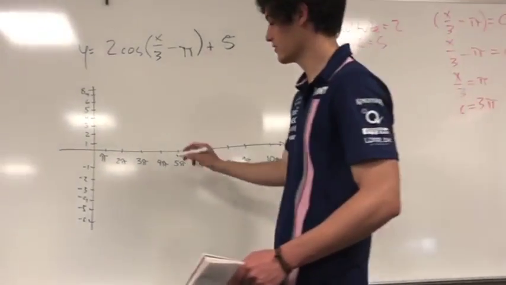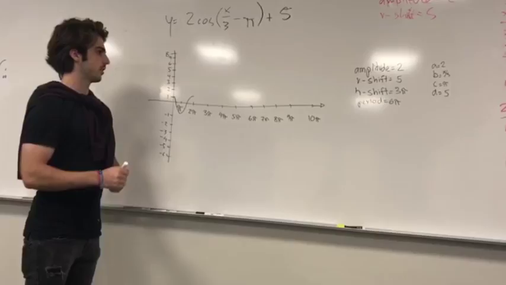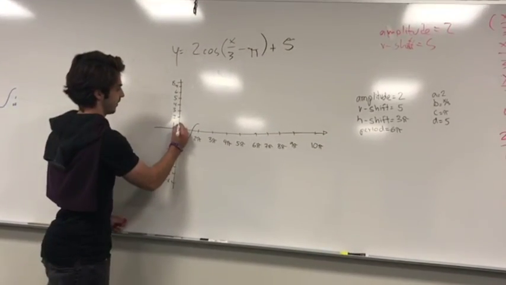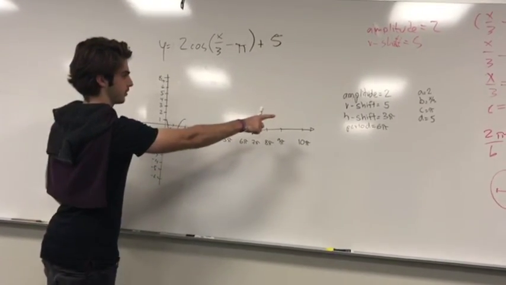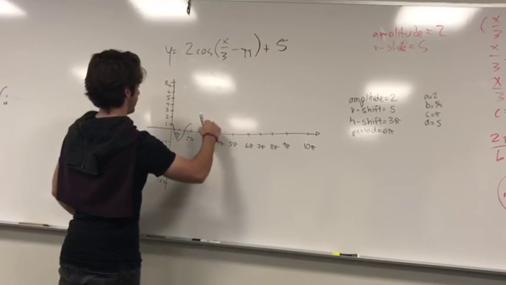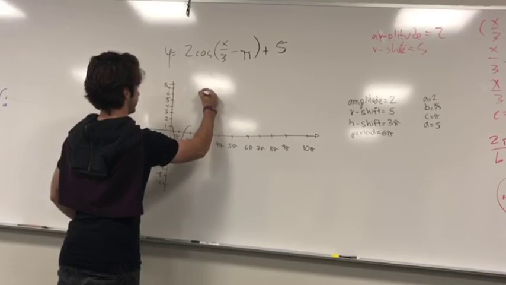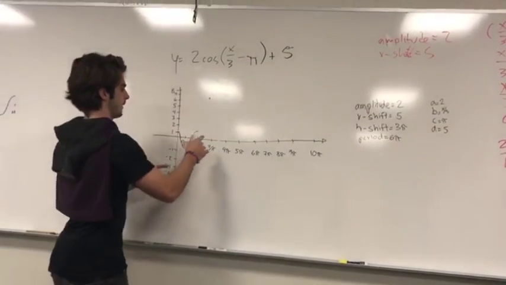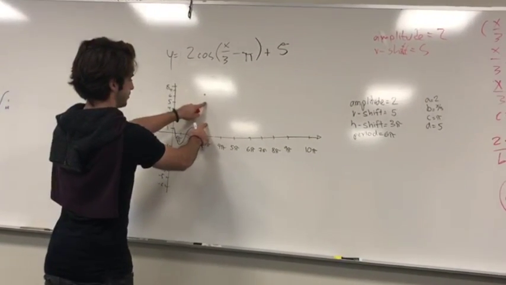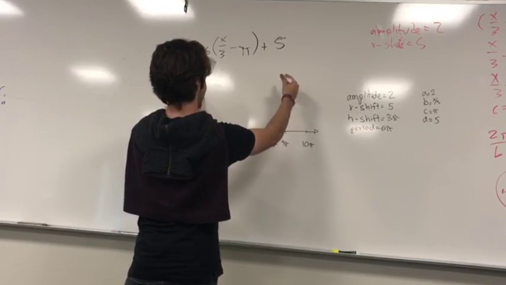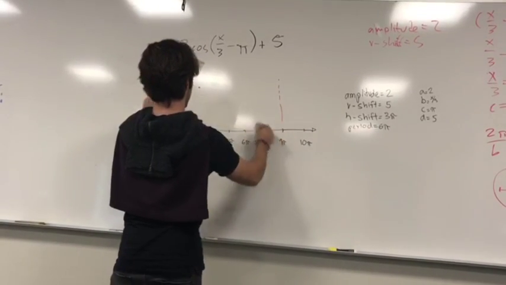So the graph will start here. And now we'll do this one. So this one starts here, but as we have a horizontal shift of 3 pi, it will go here, and then a vertical shift of 5, we go 5 up, so it's 6. Then we got a period of 6 pi, so from here we'll count 6 pi, so 1, 2, 3, 4, 5, 6. I'll go like this.